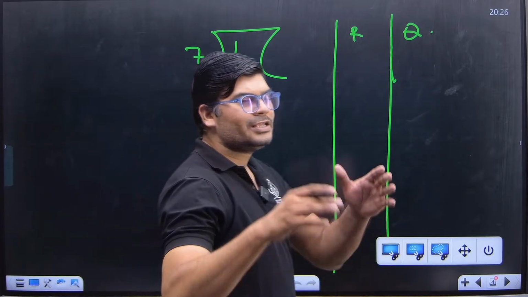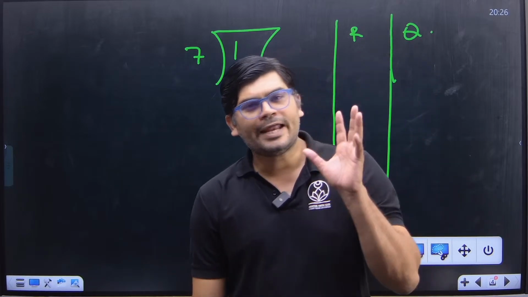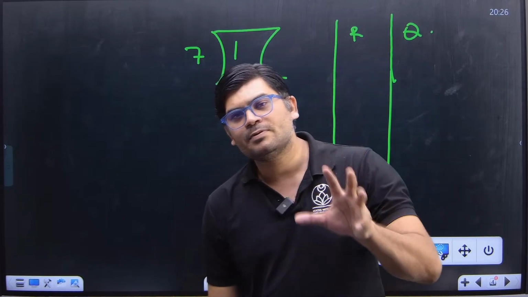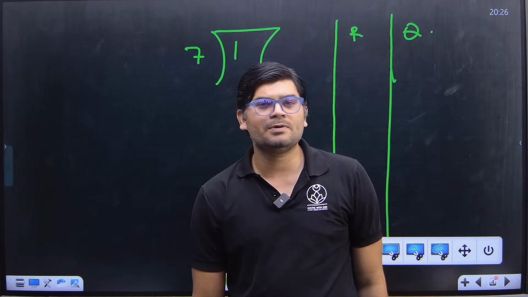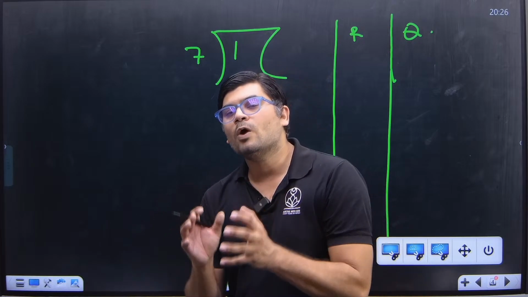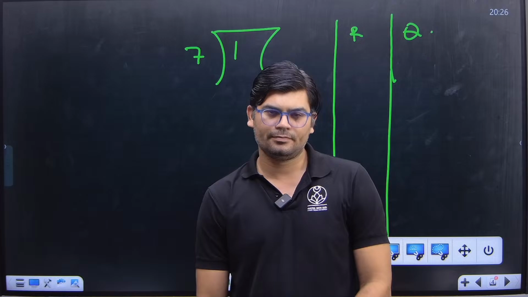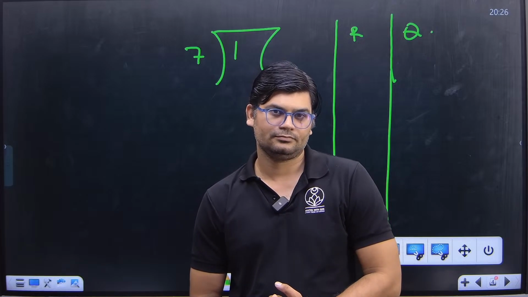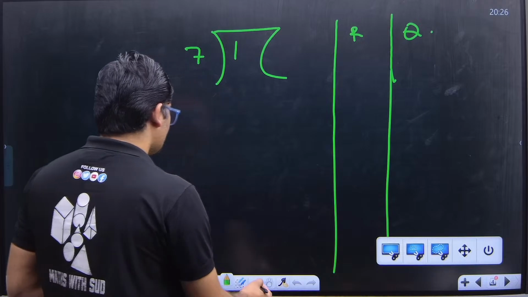If a number is divided by 7, let us take any random number. Can you tell me what are the possible remainders that I can have if a number is not exactly divisible by 7? Wait, sir, I didn't understand the question. Okay, I am explaining the question again.